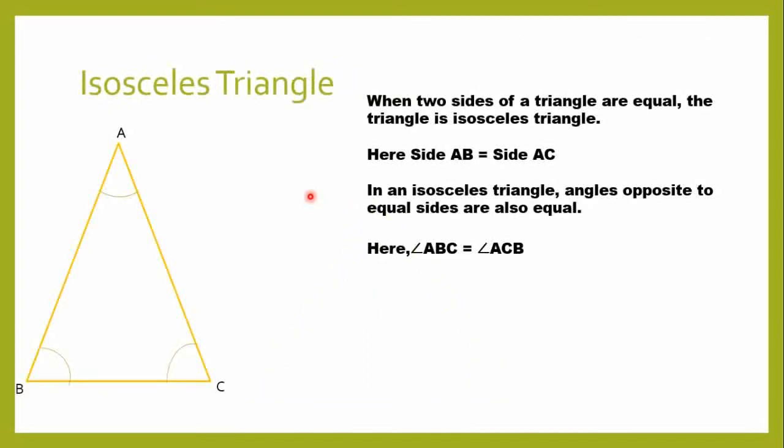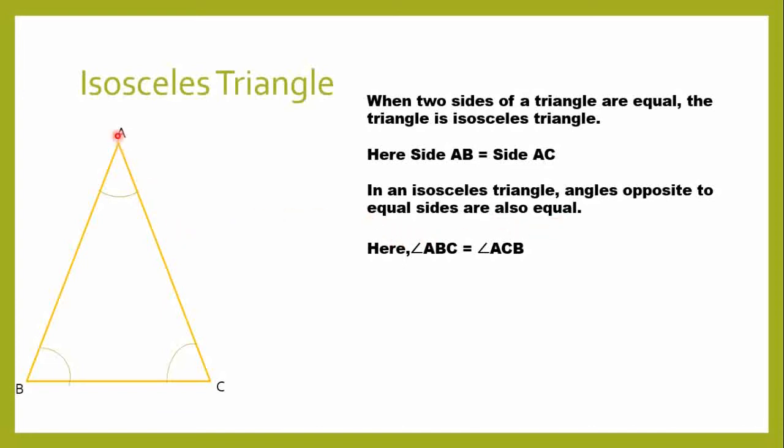And the next one is the isosceles triangle. If two sides of a triangle are equal to each other, then the triangle is called an isosceles triangle. Here side AB is equal to side AC. So side AB is equal to side AC. That is why this triangle is called an isosceles triangle. And in an isosceles triangle, angles opposite to equal sides are also equal.